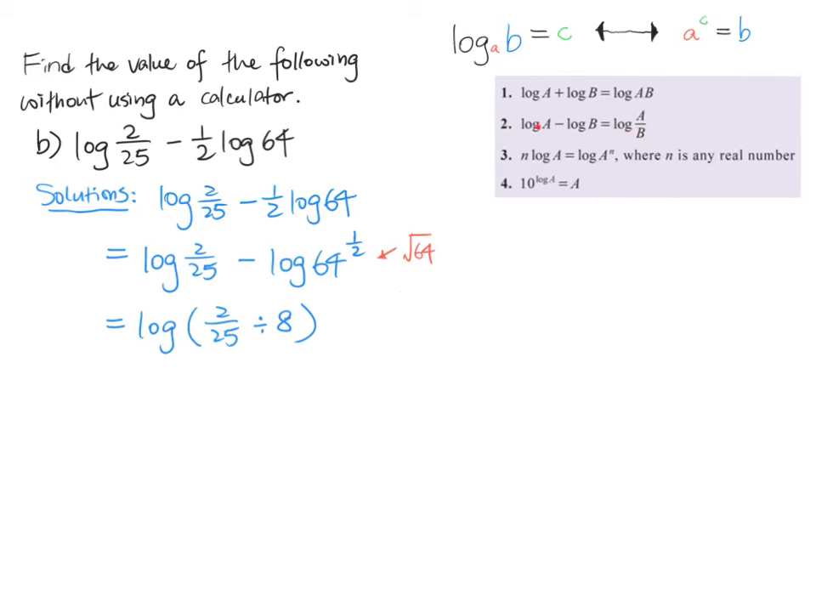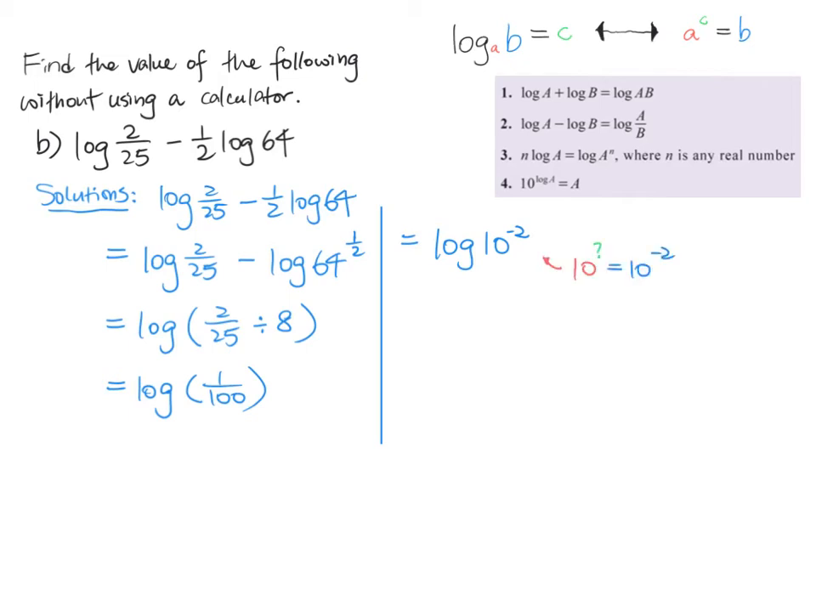Then now we can use this law to combine them. We could make this into a fraction like this, which gives us log of 1 over 100. Now because we cannot use a calculator and the base is 10, we want to make this into some sort of power of 10. And we know 1 over 100 is actually 10 to the power of negative 2, right? 10 to what power equals 10 to the negative 2? Well, that's a silly question. The answer obviously is negative 2.